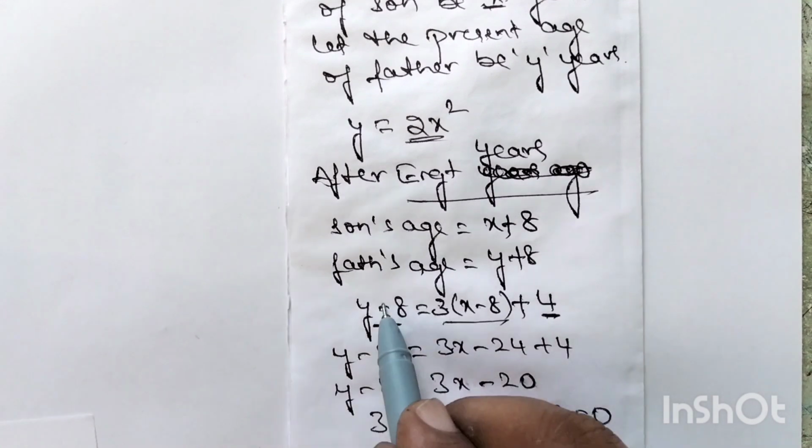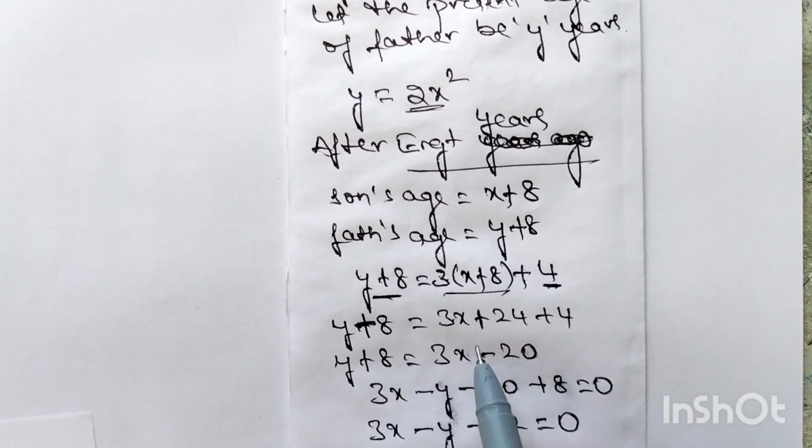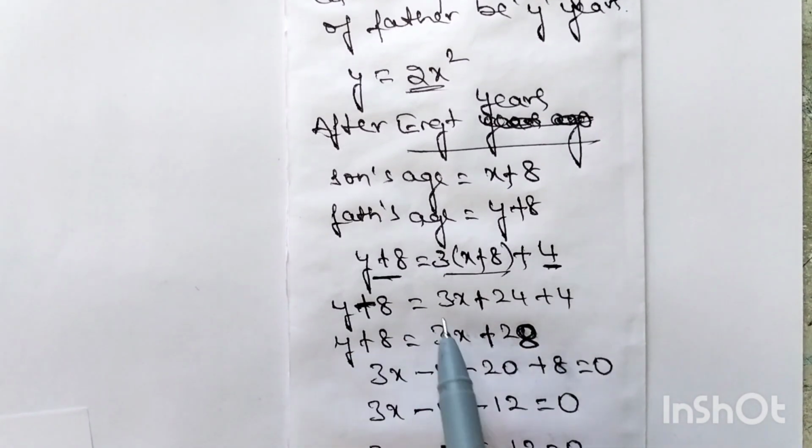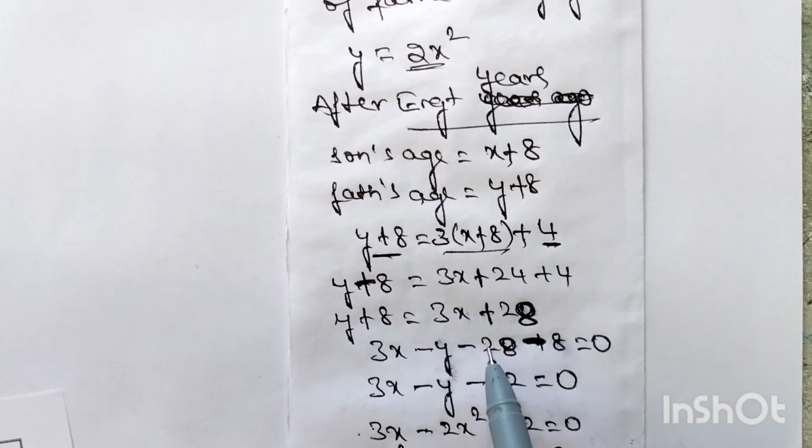So y plus 8 is equal to 3 into x plus 8 plus 24. Y plus 8 is equal to 3x plus 3 8s are 24 plus 4. Y plus 8 is equal to 3x plus 24 plus 4 is 28. So plus y becomes minus y. Then 28, this also minus 8. So 3x minus y minus 28 is there.